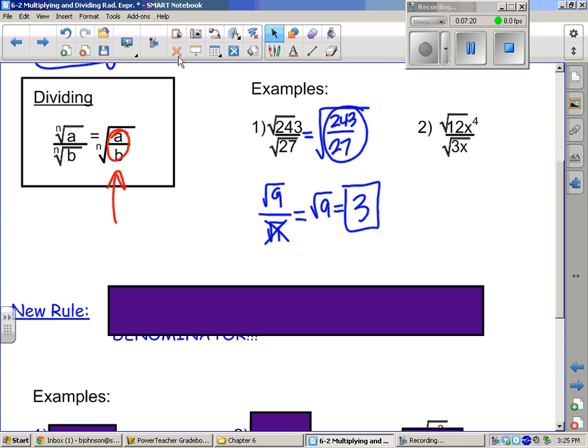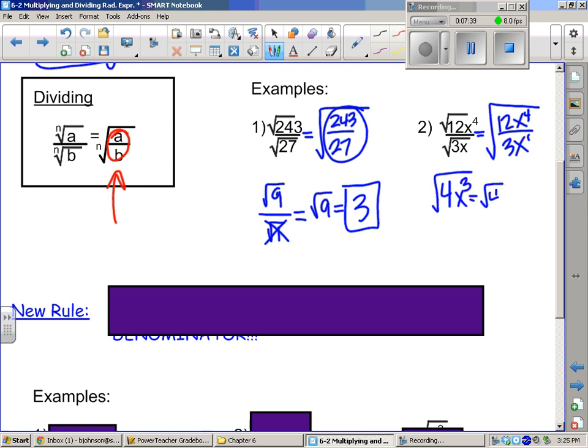So let's try another. This one has variables. Again, I'm going to put them underneath the same square root and focus on just simplifying the fraction. So 12 divided by 3 is 4. X to the 4th and x to the 1st. Remember, you're subtracting those exponents, so that's x to the 3rd. Now I want to simplify. I'm going to split it up. Square root of 4, I know that. That's 2. And then this is 3 x's. One pair's coming out, and one guy's trapped inside. So there's our simplified version.